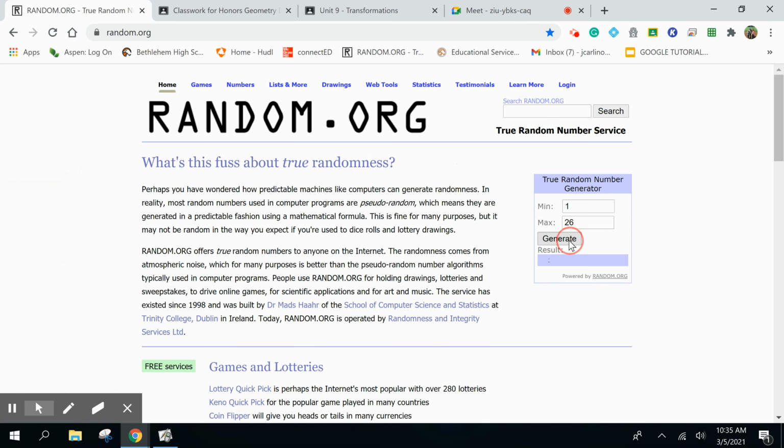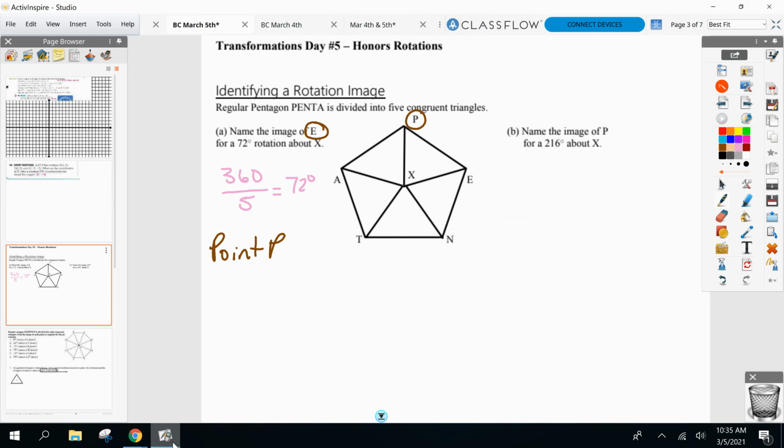Luke, where do I end up if I go 3 rotations from point P? N. Point N. Good. Make sure, again, guys, going counterclockwise because it's positive. Everyone all right so far? Good? All right, let's go to a new figure.